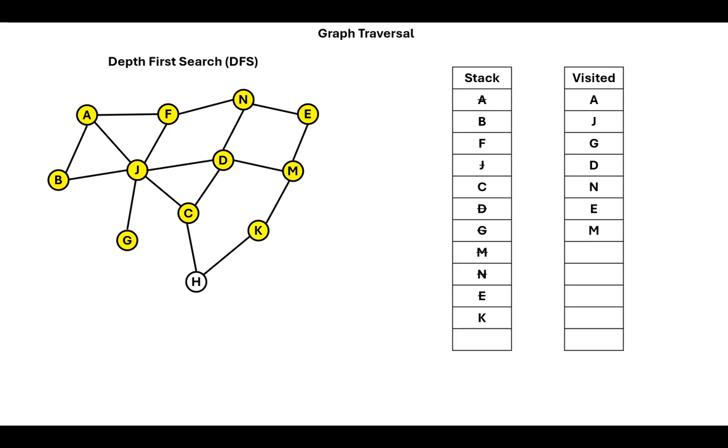M has unvisited neighbor K. We pop K, unvisited neighbor H, so we pop H. H has no unvisited neighbors. We go back on the stack, we can see the next one is C. C has no unvisited neighbors, and likewise for F and B. And if you now look at the order that we've visited the nodes in, you can see how we've taken that sort of go as deep as possible approach until we have to turn back to the last point where we had a choice to go somewhere else.